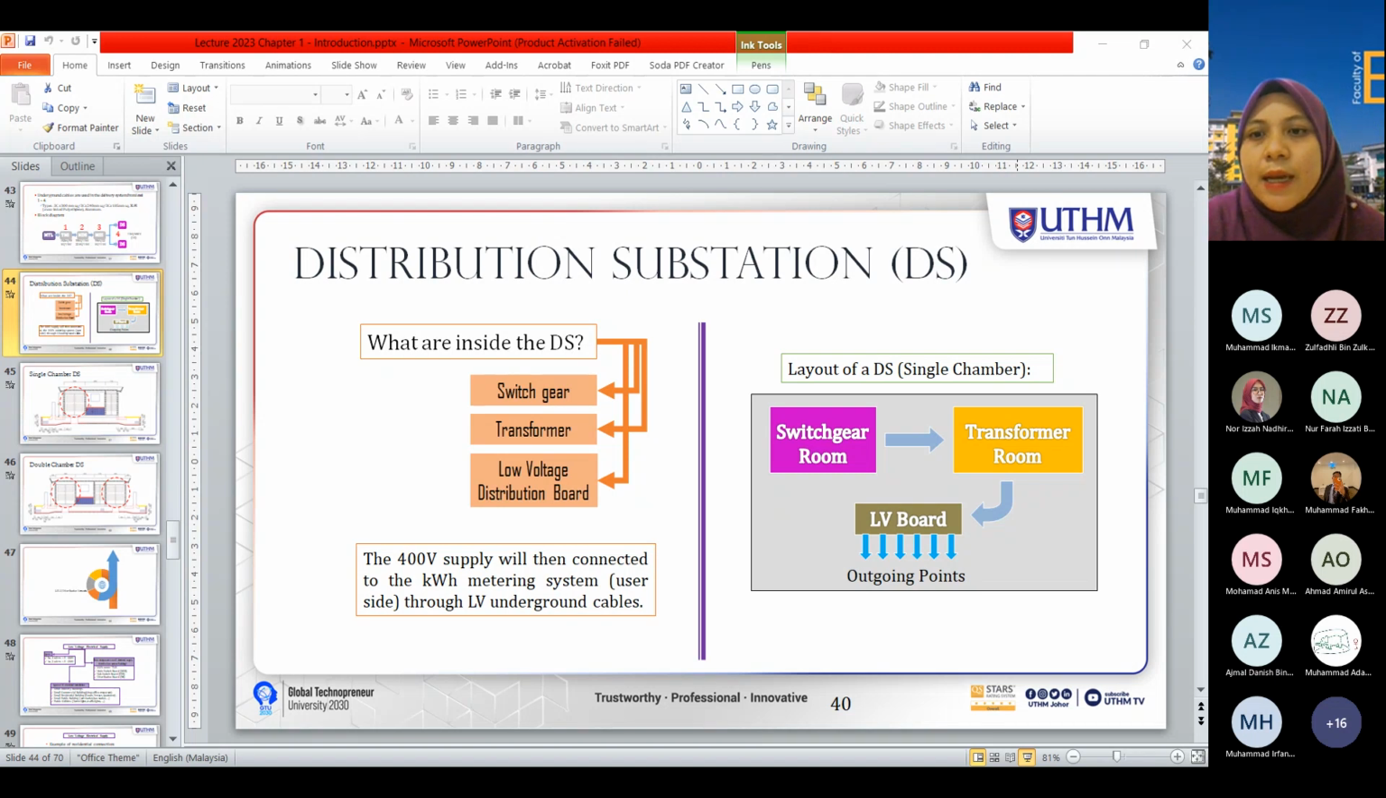Okay, this one is the layout of the distribution substation, single chamber. Like I said, for PE, we have two types: single and double. So basically, if single, there is one transformer. If double, it means there are two transformers. Right? Like I already explained.